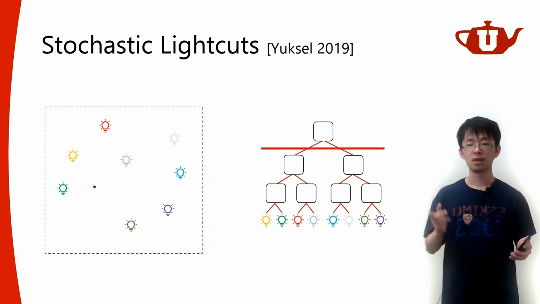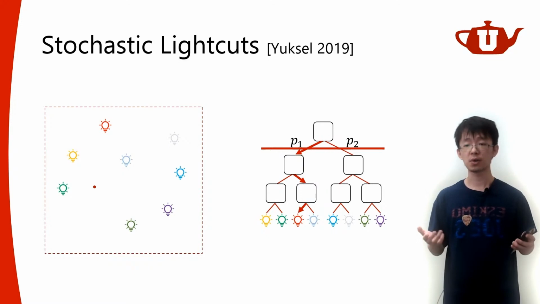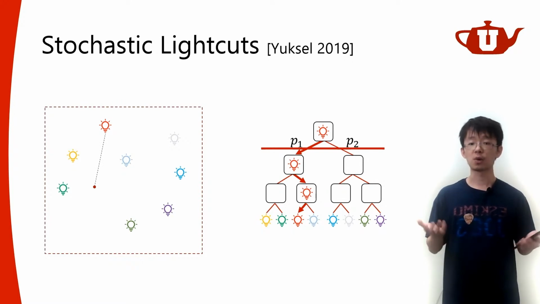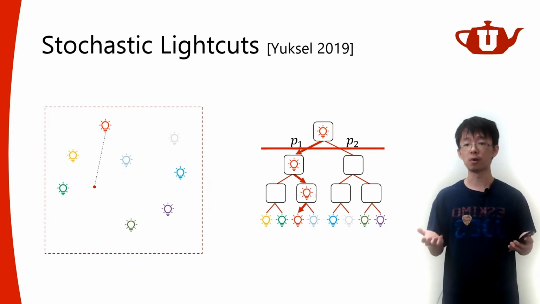Given the shading point, it starts by forming a cut below the root. To sample a light for the root cluster, it stochastically traverses down the tree to pick a light. At each level, it selects a branch with a probability calculated using some weights related to the cluster lighting estimation. This is also known as hierarchical importance sampling. In this example, we finally pick the red light, and this red light is used as the light sample for all internal nodes in this path.